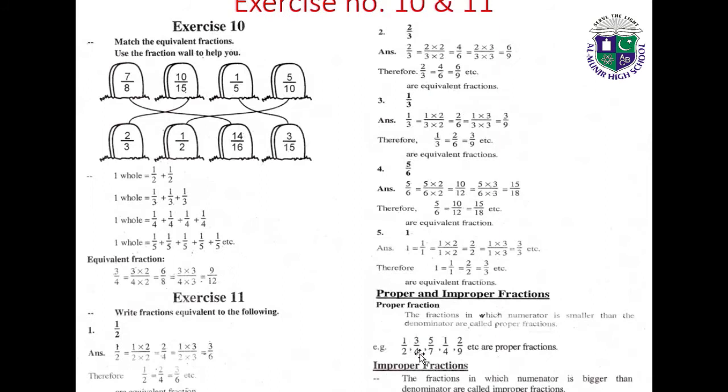5 over 7 and 5 over 6 is not equivalent. 2 over 10 and 1 by 5; 2 ones are 2, 2 fives are 10. This value is the equivalent number.